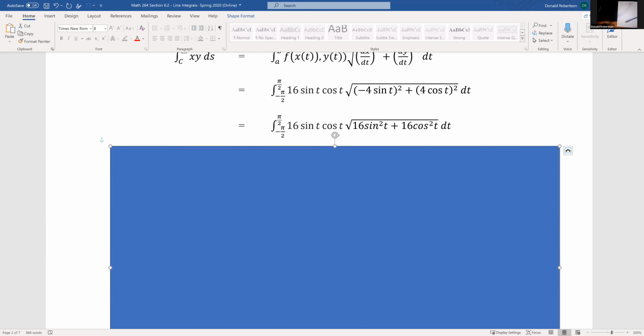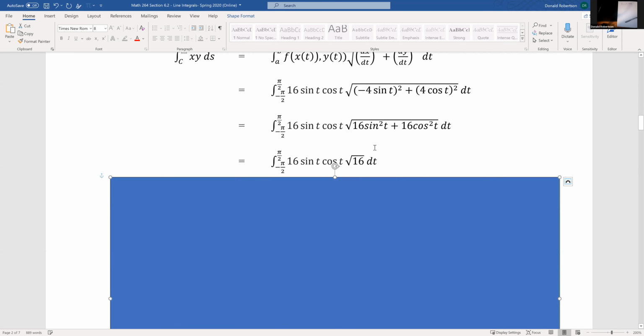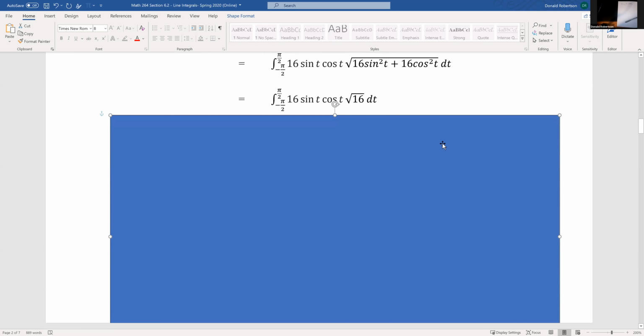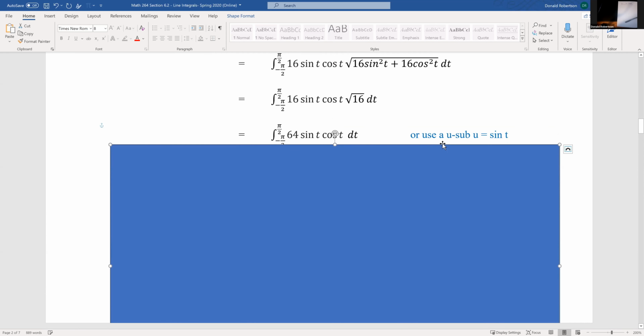What's it equal to? 16. Yes. Life is so easy when things like that turn out right. So square root of 16 gets you 4, and now you're looking at, eventually, let's go a little bit more, 64.